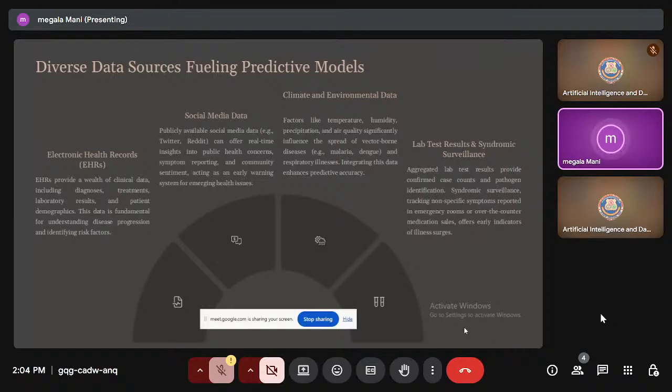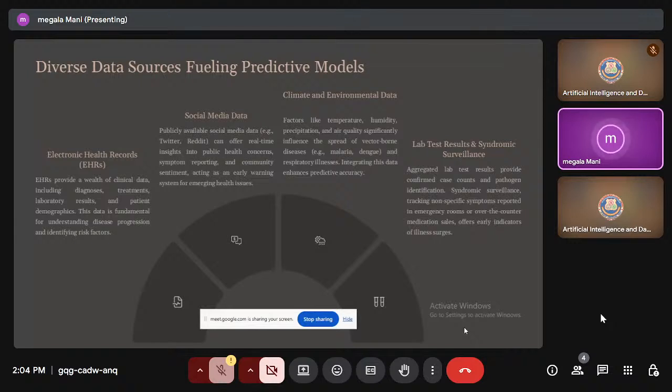And climate and environment data. Here, environmental temperature, humidity, precipitation and air quality significantly influence the spread of vector-borne diseases. Vector-borne diseases means you can use it for dengue or malaria. So that is another source of transmission data.